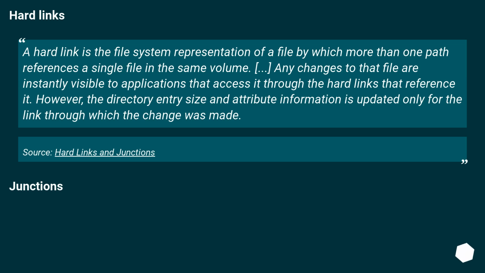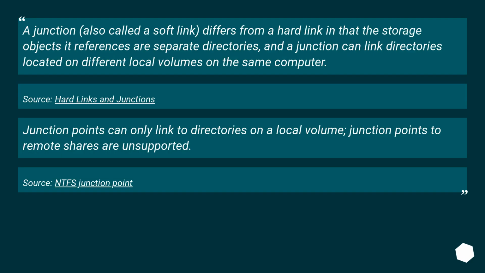Junctions. A junction, also called a soft link, differs from a hard link in that the storage objects it references are separate directories, and a junction can link directories located on different local volumes on the same computer. Source: hard links and junctions. Junction points can only link to directories on a local volume. Junction points to remote shares are unsupported. Source: NTFS junction point.